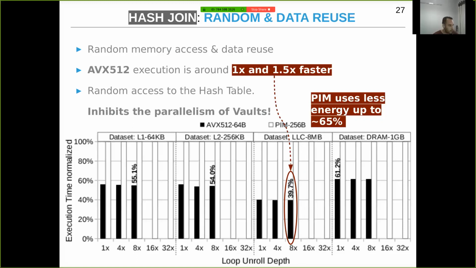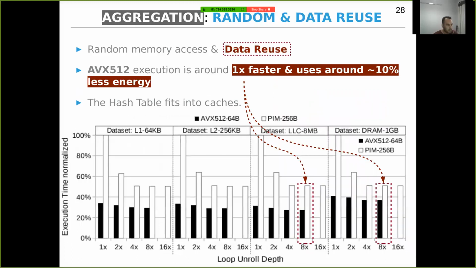Okay, let me turn to the aggregation operator. It has a similar performance in terms of execution time, but it uses less energy compared to the PIM execution, because in our experiments the hash table fits into the caches. I also performed another experiment, increasing the hash table size, and the PIM execution improved a little bit, but not enough to surpass the CPU processing.